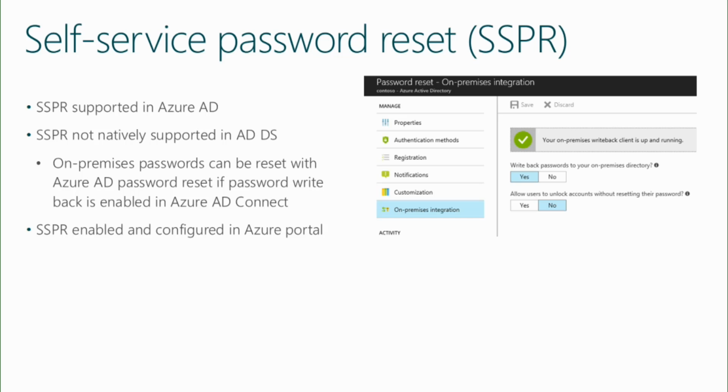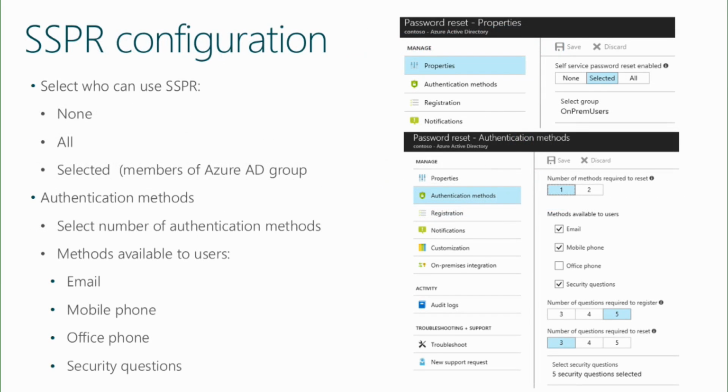This is done via the portal, and it's a fairly simple and straightforward process. Here's more or less what it looks like, and we'll walk through this in a demo. So first of all, you select who's allowed to use this. You can choose individual users, everybody or nobody, and then select a number of methods of authentication that are required. There are 4 methods that are supported.